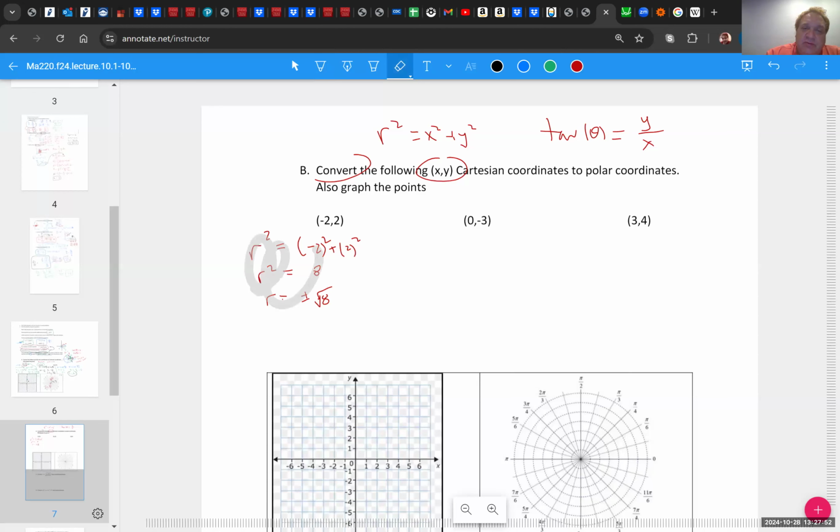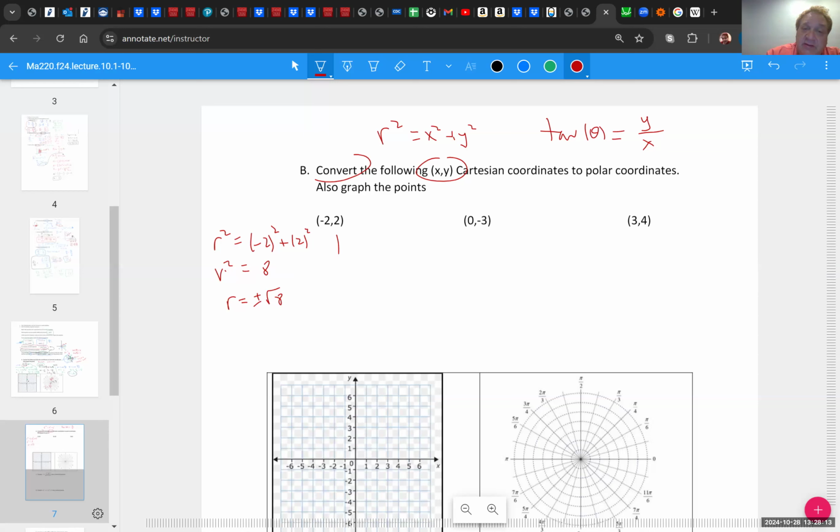Actually, let me just move this over real quick, just because I know I'm going to run out of room. Sorry about that. r squared equals x squared plus y squared. So r squared is equal to (-2) squared, which is 4, plus 4, which is 8. And that means r is equal to plus or minus the square root of 8. All right, so what is theta?